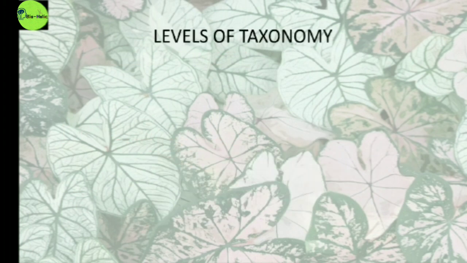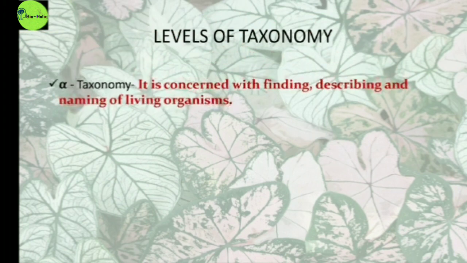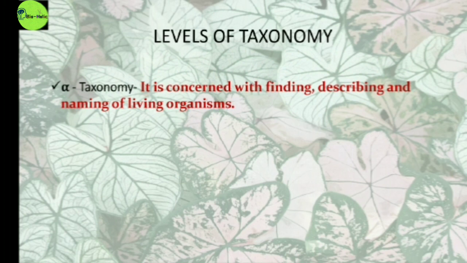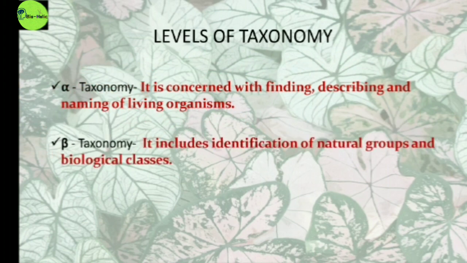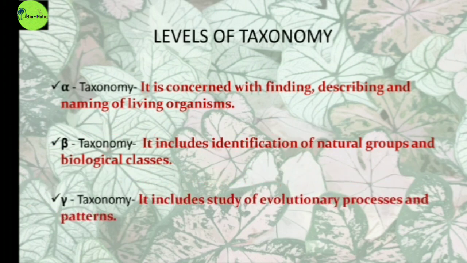Now here are 3 levels of taxonomy. First one is the alpha taxonomy, which is concerned with finding, describing and naming of living organisms. Now the second one is beta taxonomy, which includes identification of natural groups and biological classes. And the last one is gamma taxonomy, which includes study of evolutionary processes and patterns.